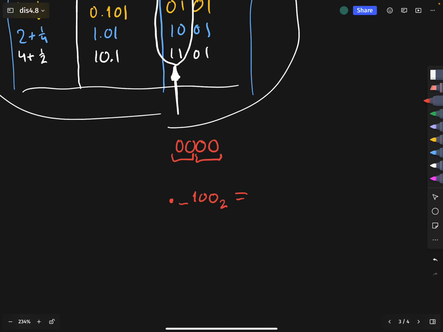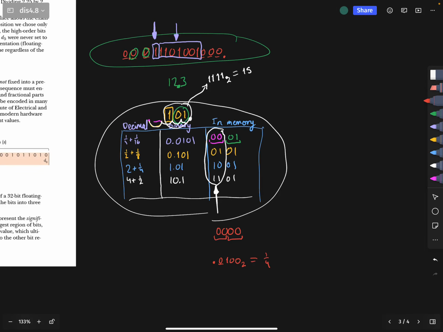In our decimal system, that would be the number 1/4, this being filled implicitly by a 0. So in my toy system, the biggest number I can represent is 15. The smallest number that I can represent is a 4th. Okay, this is the base, right?